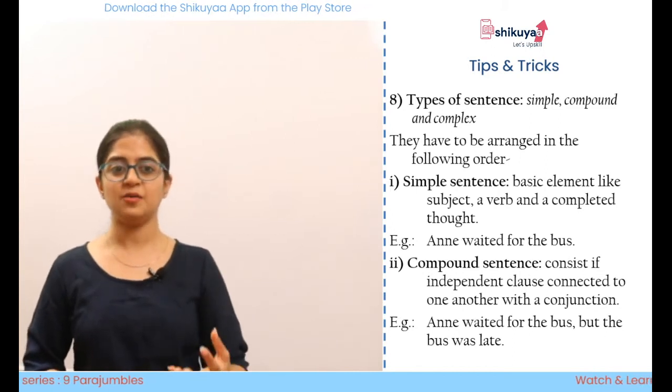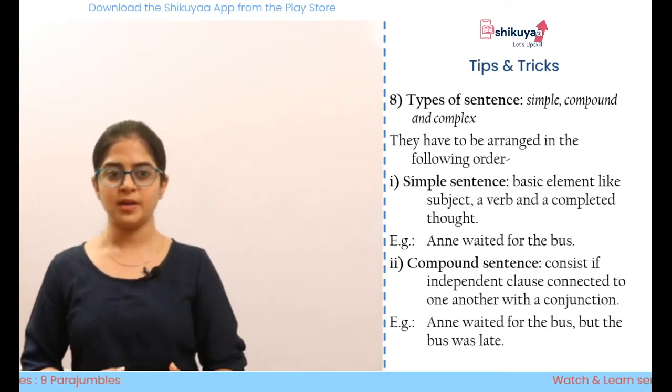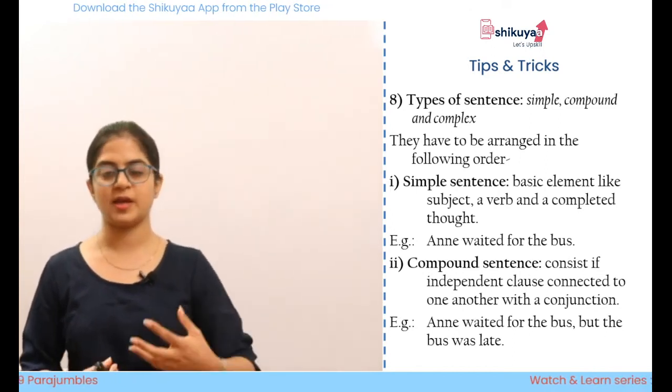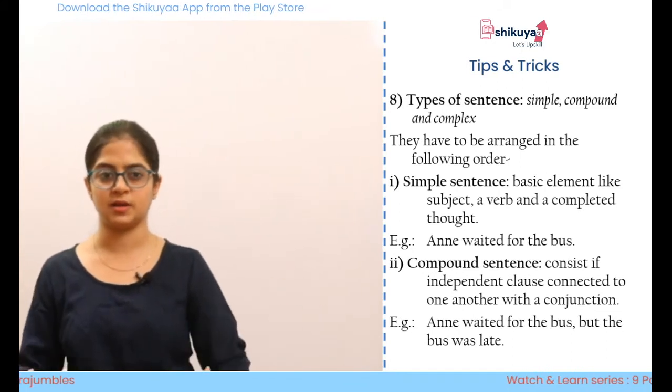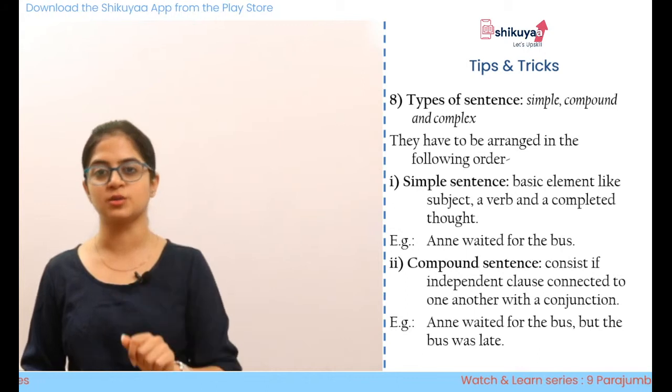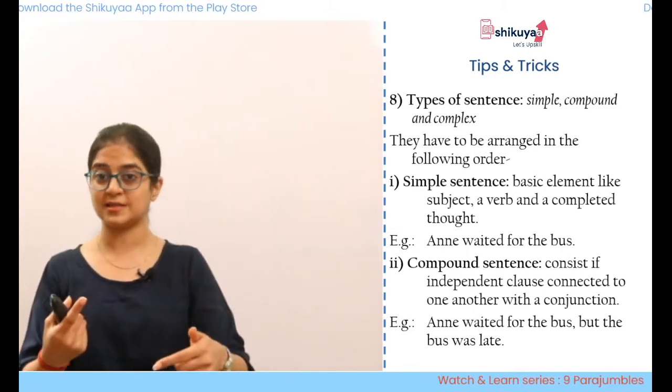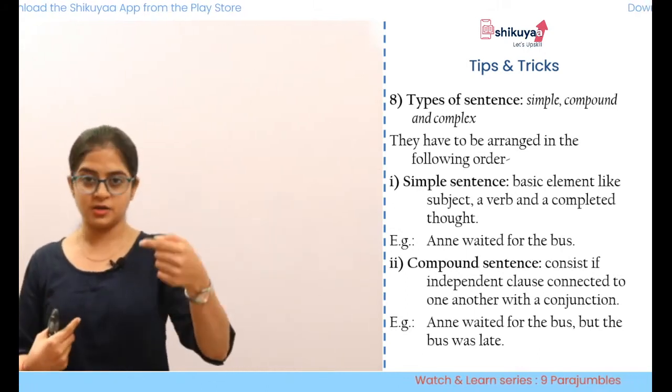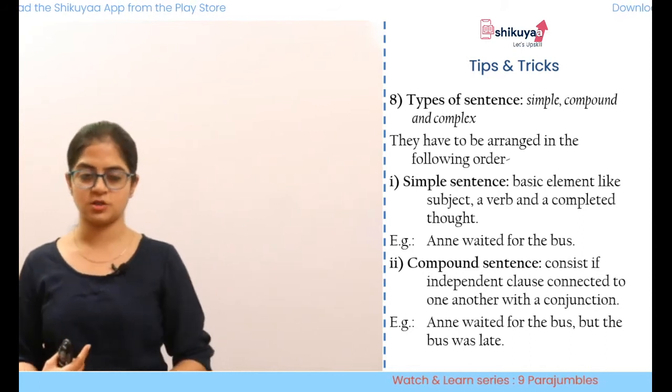Okay, so Annie waited for the bus, but the bus was late. Now there are two incidents in this sentence, right? Waited for the bus and the bus was late, and here in between we are using but. So sometimes if you get these sentences in a different order, you can arrange them in a logical way.